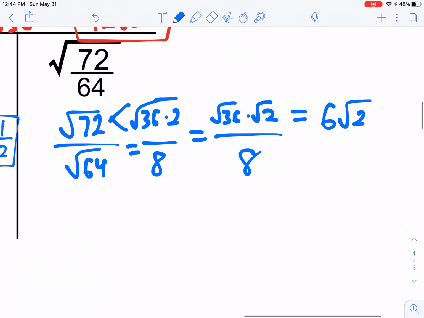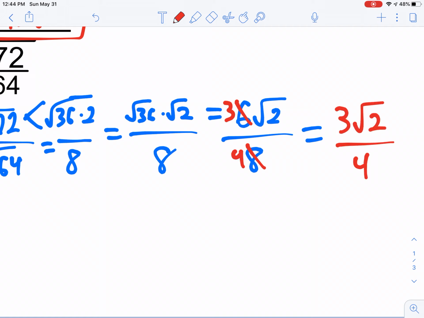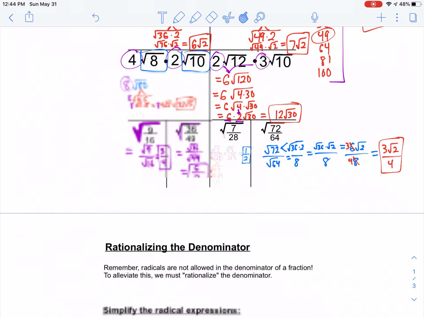The bottom is still 8. Square root of 64 was in the bottom. It's always just an 8 down there. And then we could simplify this. 6 divided by 8 is really 3/4. So 3 root 2 over 4 is our final answer. These are many-step problems. These are the tougher ones. All right?